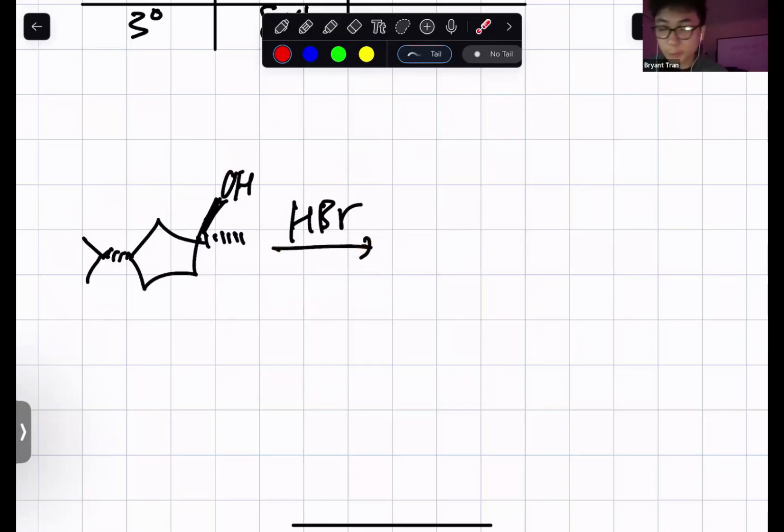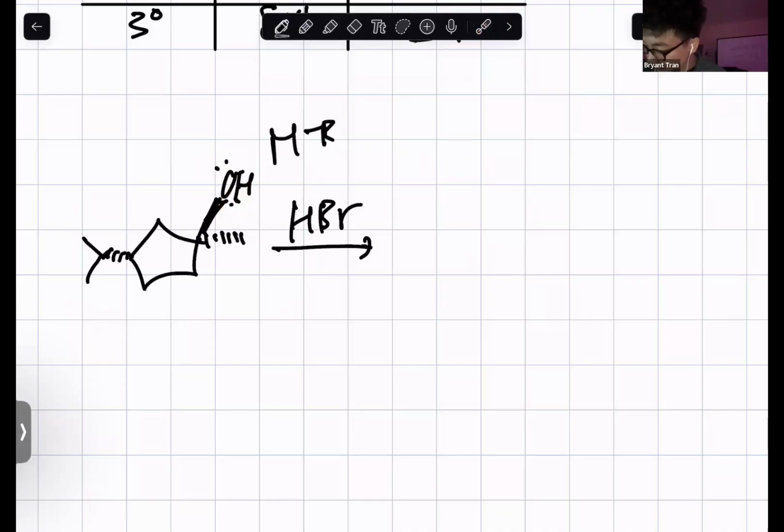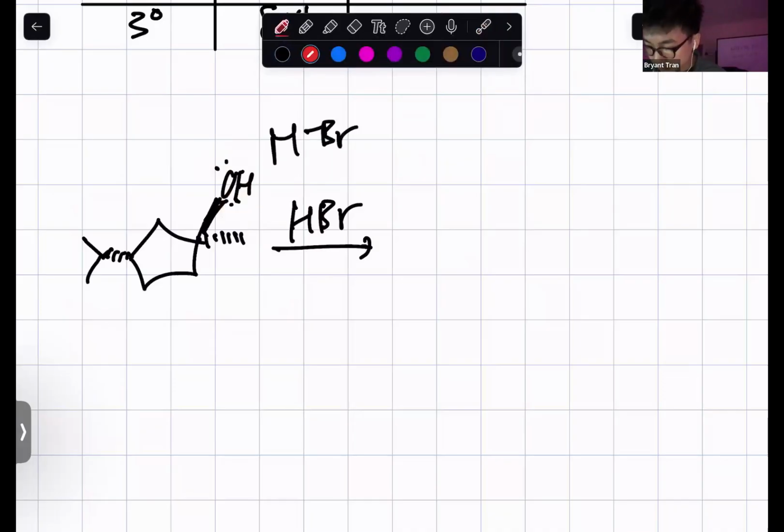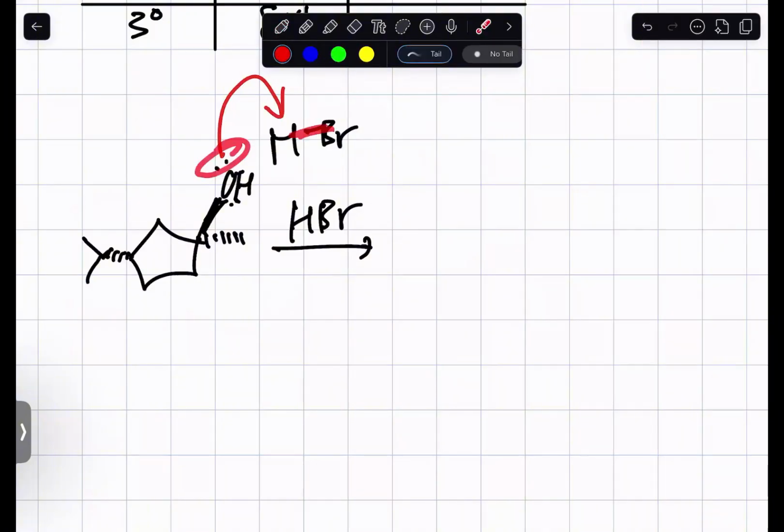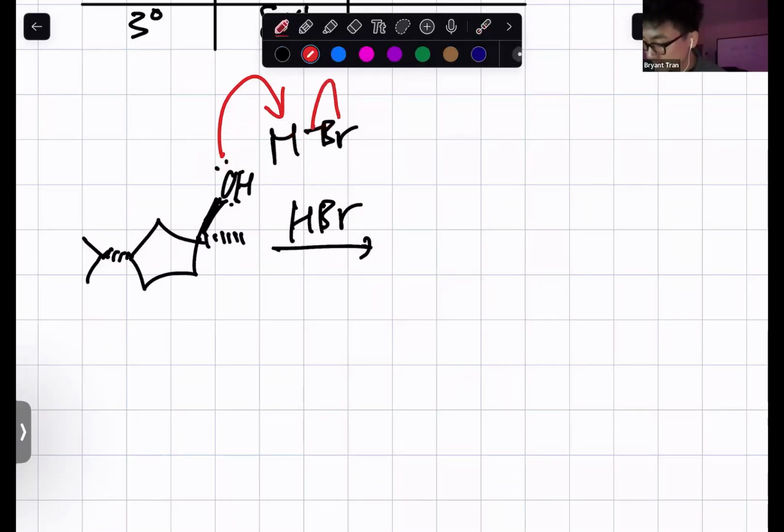That means that it's going to look for the most basic atom in this molecule, which is going to be the oxygen of the alcohol, which has 2 pairs of electrons, right? And I'm going to draw out the HBr like this, where the oxygen is going to grab the hydrogen of the HBr using one of its pairs of electrons, right? And then the bond between the hydrogen and bromine breaks off onto the bromine right there, like that, right?